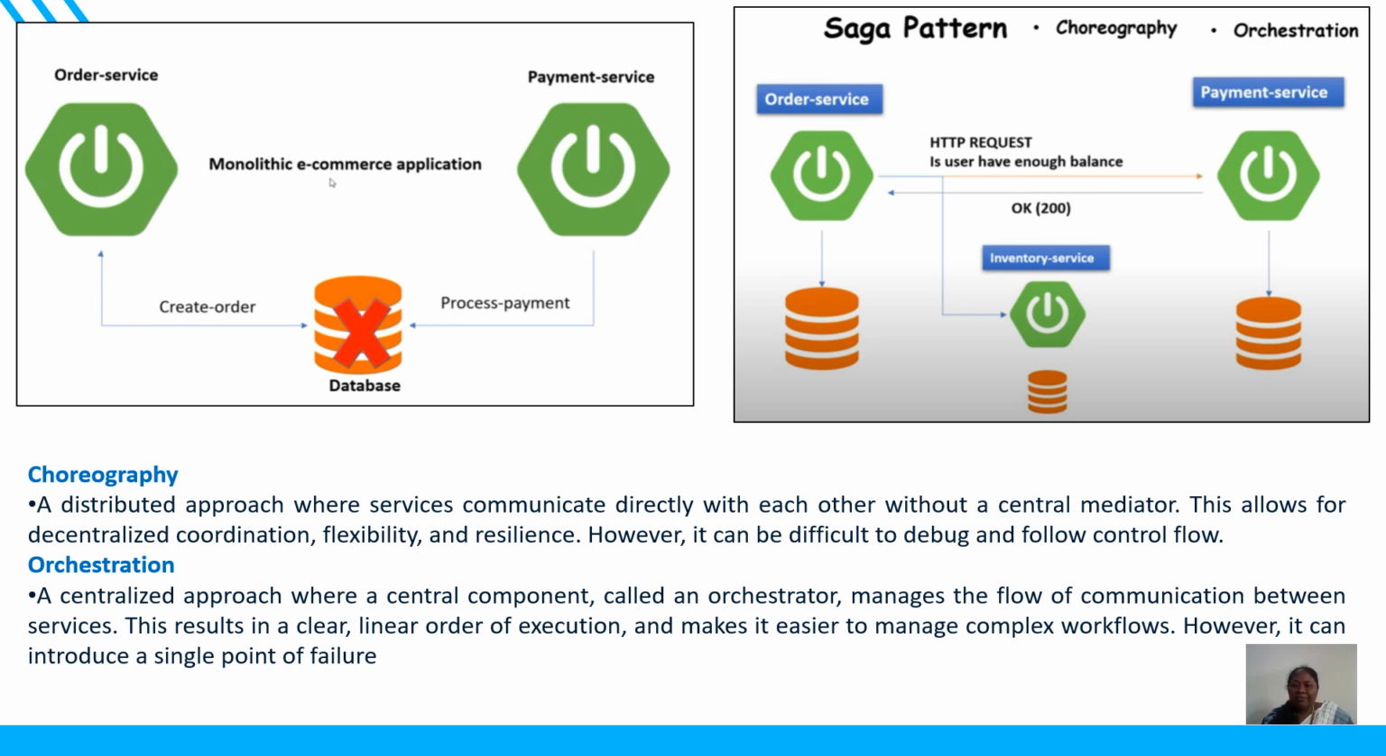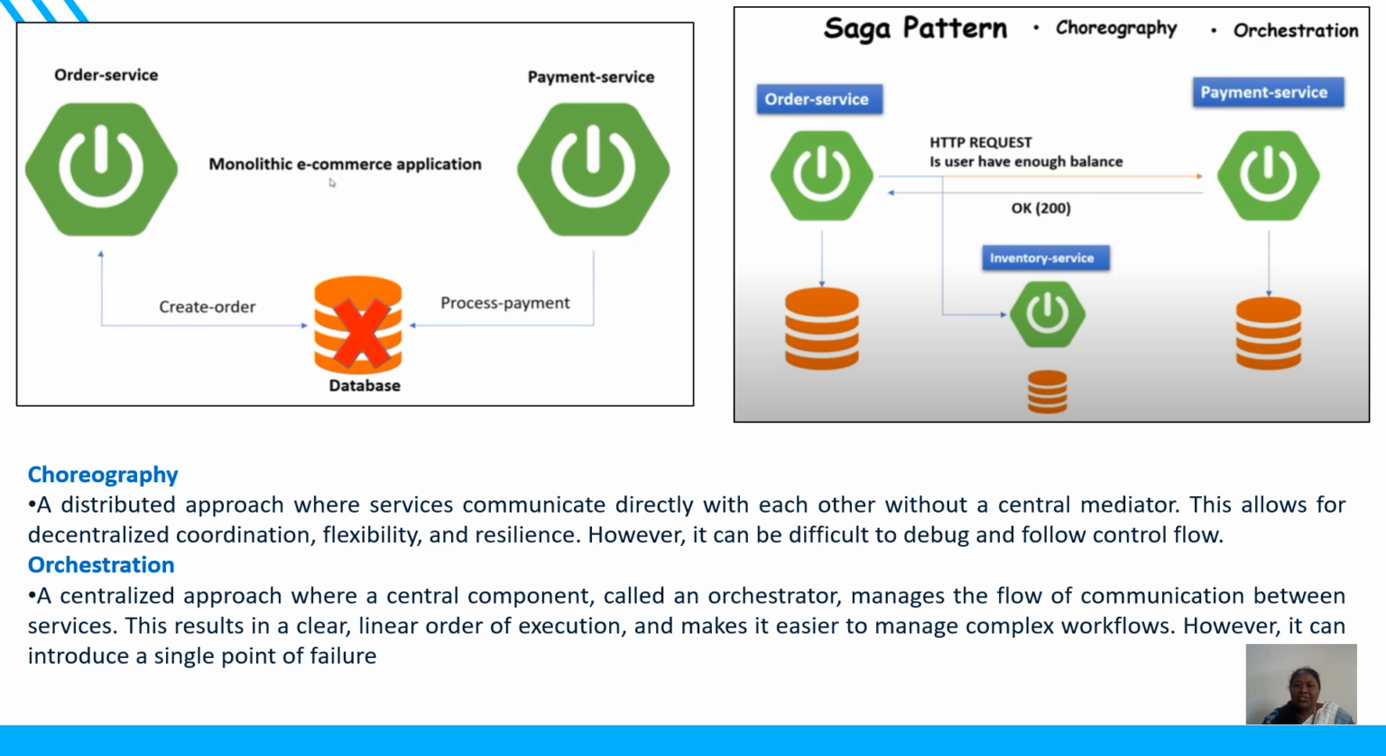So it is easy for us to find out now, because these kinds of patterns are introduced on the development side. So here, choreography style is a distributed approach. Services communicate directly with each other without a central mediator. This allows decentralization, coordination, flexibility, and resilience. But it is difficult to debug the flow, because, as I have told, a lot of request messages are generated.